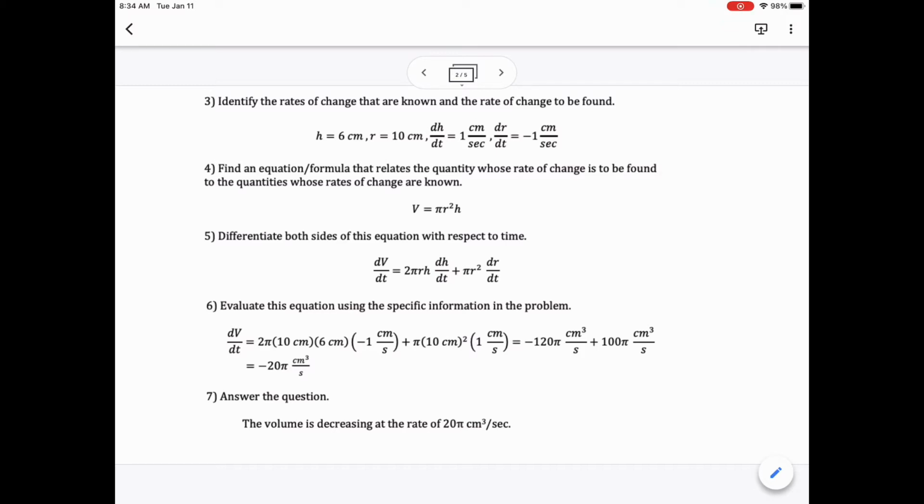Once you've identified all those four things, now we get to differentiate our formula. That gives me the following in step 5. Then notice that we have several of those values that we know, so we just plug those in for step 6. Once we simplify, we're able to find the answer, which in this case is negative 20 pi centimeters cubed per second. But then we always want to answer the question in a sentence. So the volume is decreasing at a rate of 20 pi centimeters cubed per second.